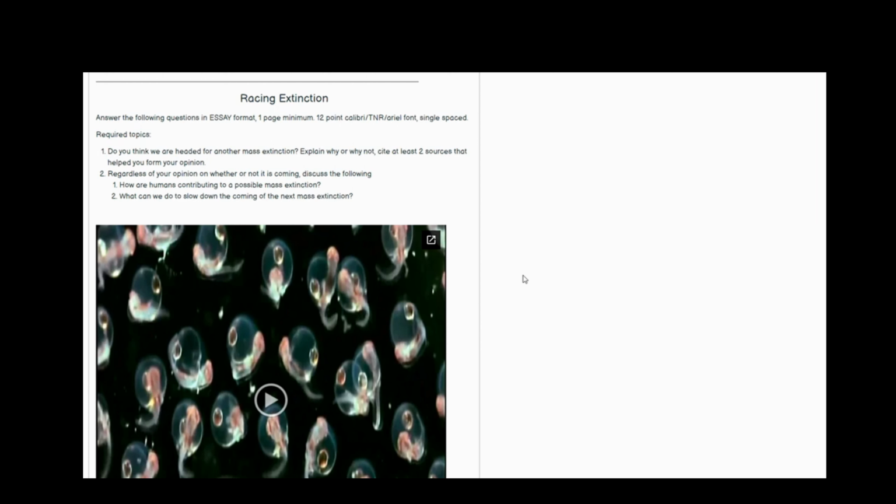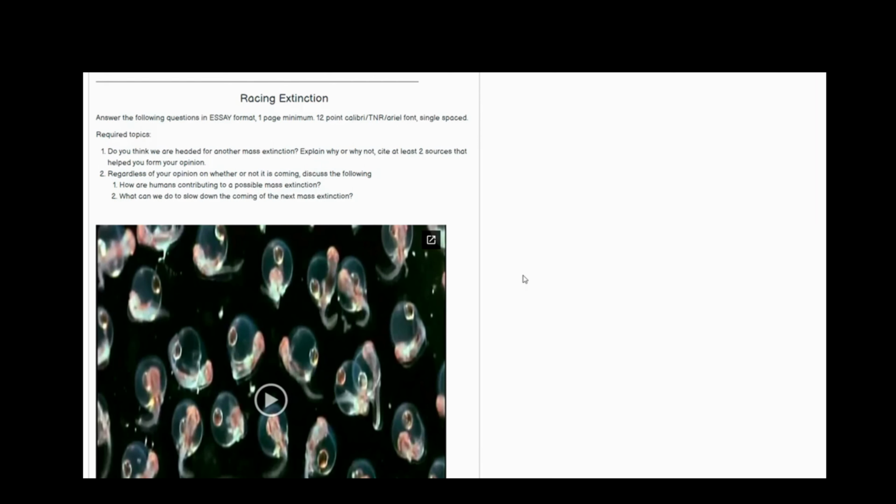Regardless of what you said, you will all answer the second topic as well, as if we are headed for another mass extinction. Even if you don't think we are, you're still going to answer this question as if we were. 2 parts to this. Number 1, how are humans contributing to this possible mass extinction? And number 2, what, if anything, can we do to slow down this mass extinction that's coming, or that we're in, depending on your belief?